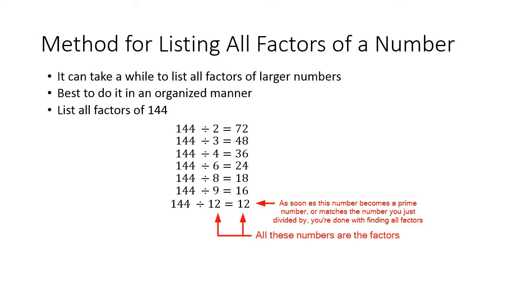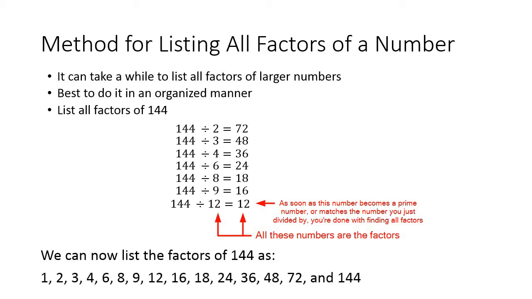Because all of the numbers in these two columns shown here are the factors of 144. We can now list the factors of 144 as all of those numbers there. And of course, 1 and 144 are included in this list.